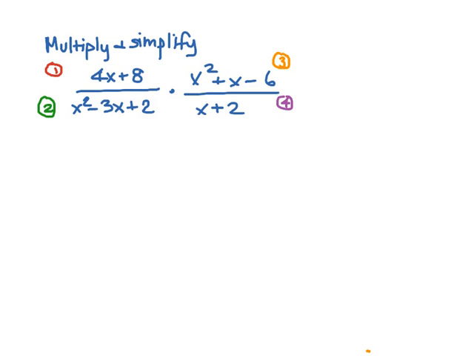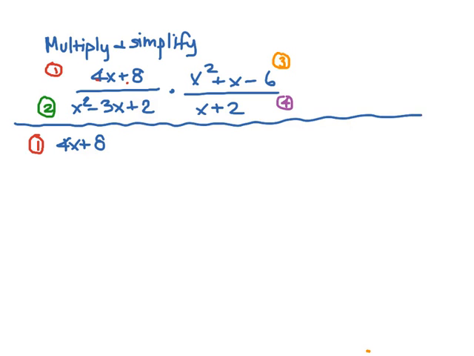So let's start with number 1. We're going to look at 4x plus 8. Let me just write all this stuff down here. 4x plus 8, if I want to factor that out, I look at each term and I see that I can pull out a 4, and I'm simply left with x plus 2. Okay, that was simple enough.